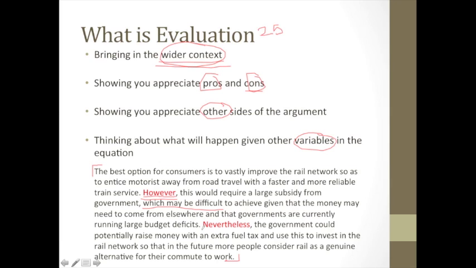Nevertheless, another key evaluative phrase. The government could potentially raise money with an extra fuel tax, considering another argument, and use this to invest in the rail network so that in the future more people consider rail as a genuine alternative for their commute to work. So here I have looked at the wider context, other sides of the argument, and other variables in play, pulled a few of those together to create a very quick and simple evaluation which will lead me towards getting 25 marks in the exam. And that's what evaluation is about.